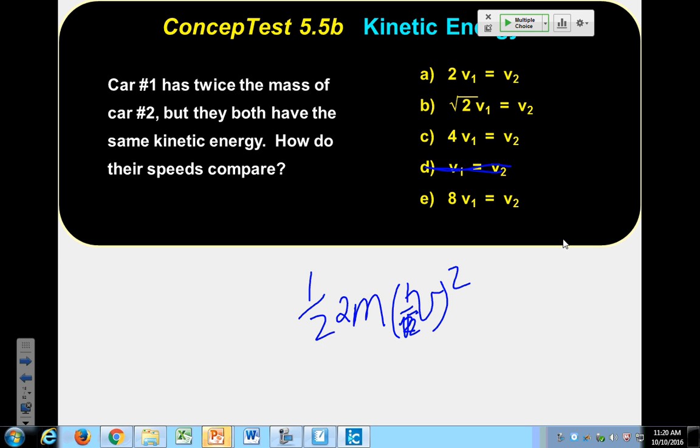Now, if you work the ratio, it will work out that V2 has to be root 2 times V1. So car 2 has 1.4 times the velocity of car 1. And car 2 is moving faster than car 1 by a factor of root 2. And it comes about because of this V squared here. My V is squared.